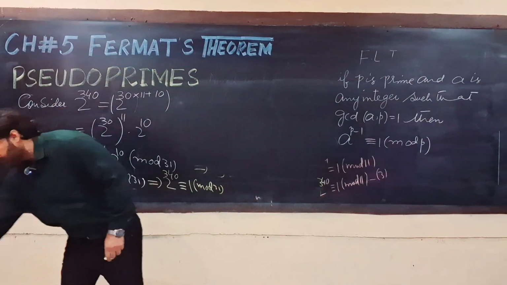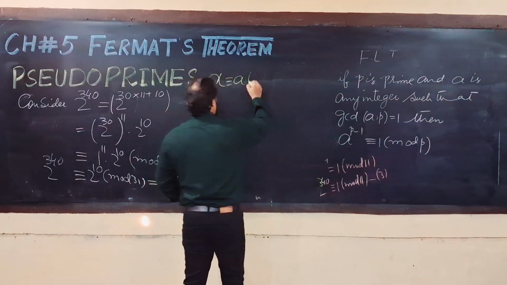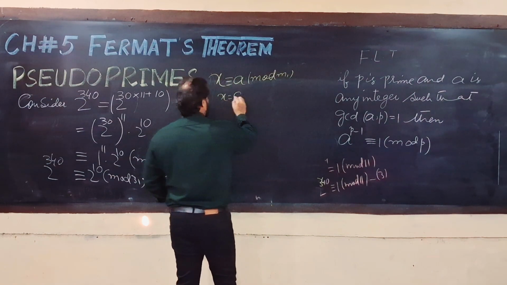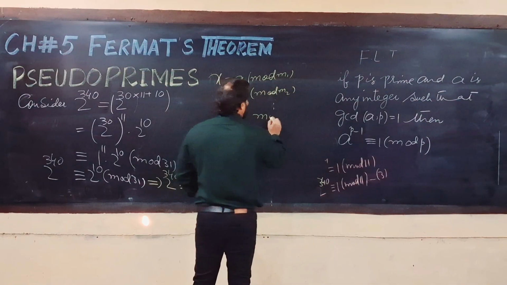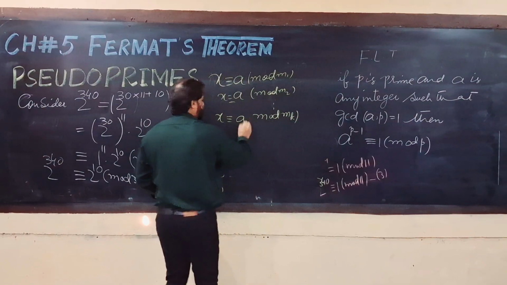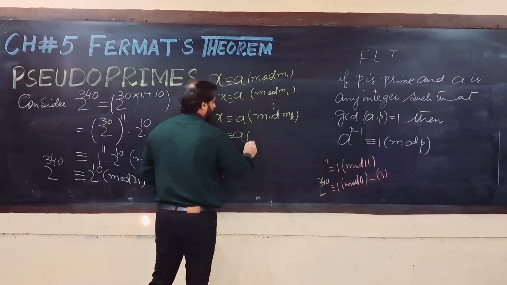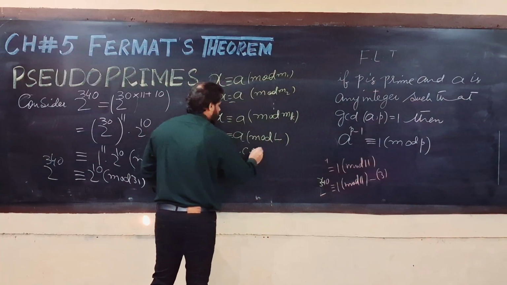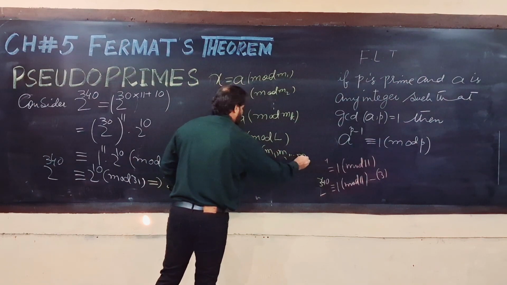The corollary says, suppose x is congruent to a under modulo m1, similarly again x is congruent to a with modulo m2, and this procedure continues for k moduli, each time x is congruent to a. Finally, we can write x is congruent to a modulo L, where L is the LCM of all of these integers m1, m2, up to mk.